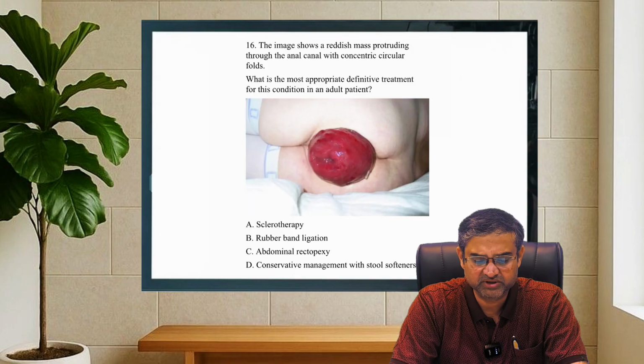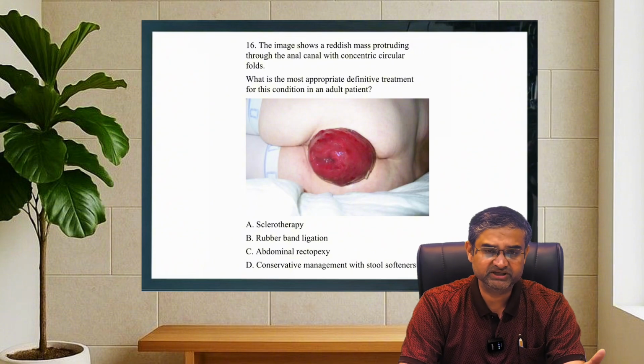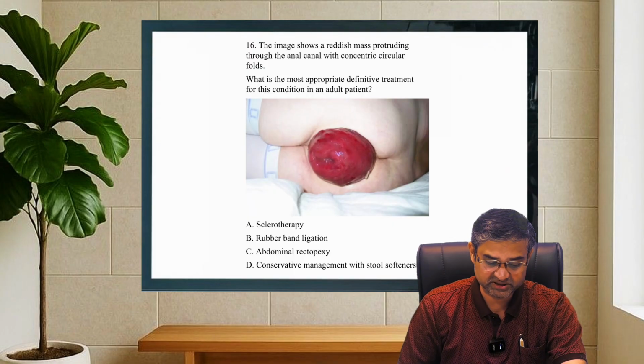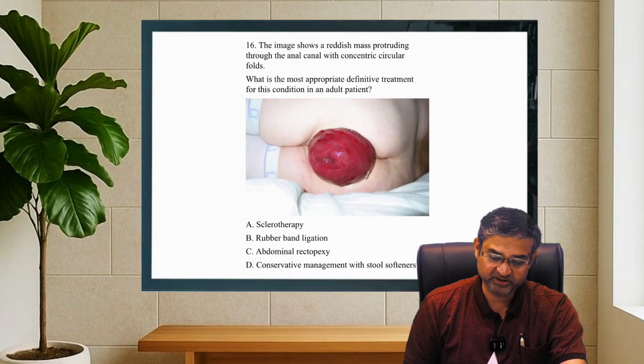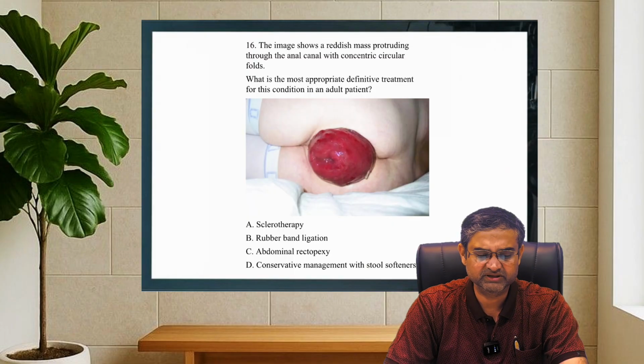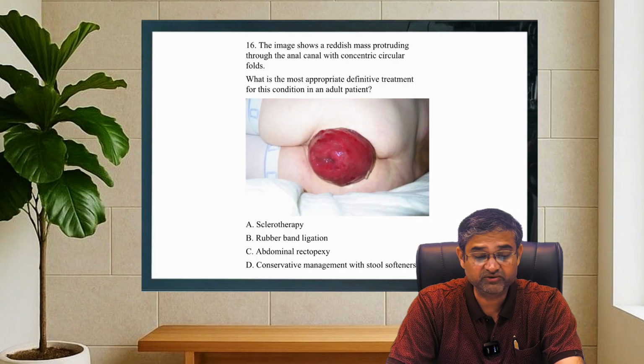We move on to question 16. See the diagram shown. There is a reddish mass protruding through the anal canal with concentric circular folds. What is the most appropriate definitive treatment for this condition in an adult patient? I think you can see the mass coming and you can identify whether it is benign or malignant on this picture, and definitely it's benign. So you have to tell what is the best management for this.